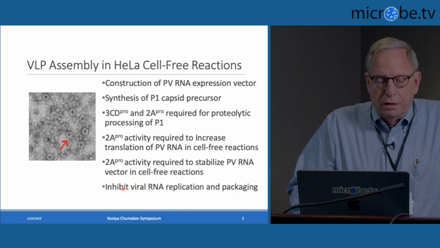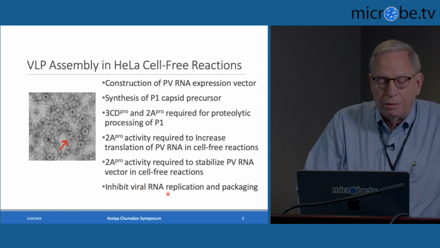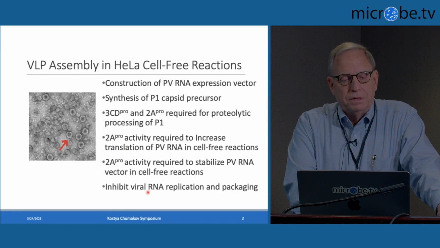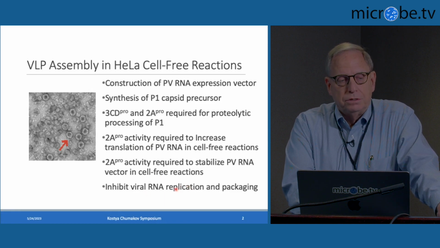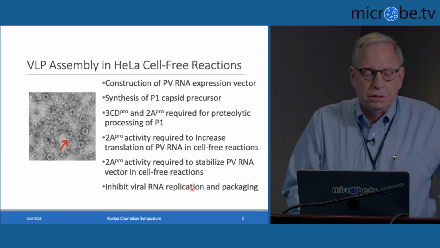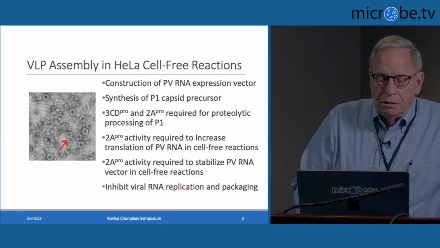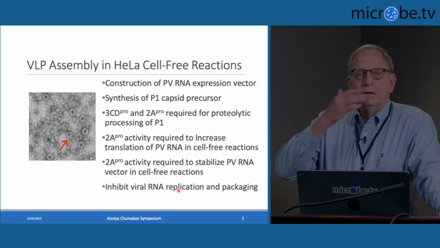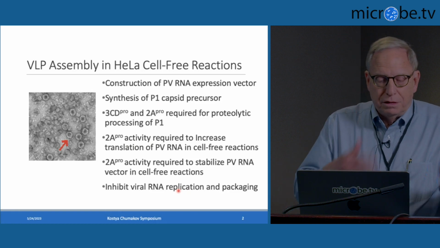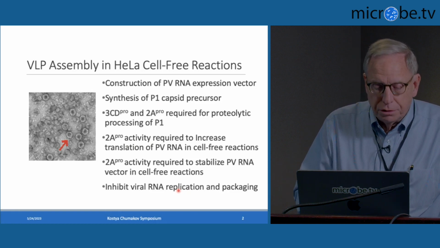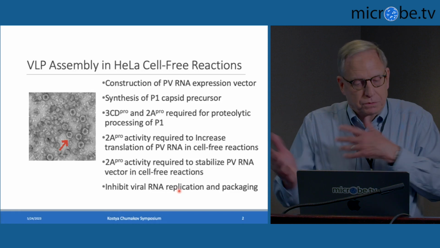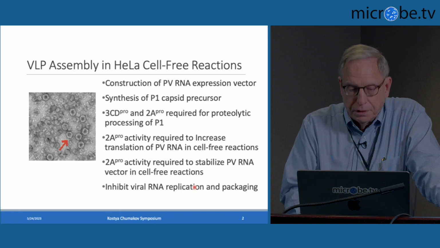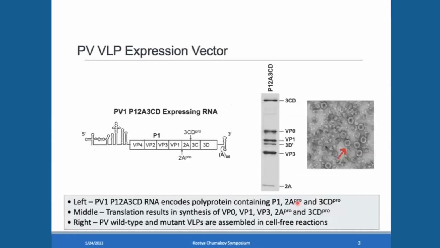And then finally, we wanted to inhibit viral RNA replication and packaging, because we didn't want any of this RNA actually packaged into any VLPs that were made in the reaction. And we didn't want the RNA to replicate. If it doesn't replicate, it's not going to package. But in addition, we didn't want it to replicate because we didn't want it to undergo recombination if it was ever used for any purpose outside of the cell-free system. Okay, so those are the basic requirements that we were thinking of.